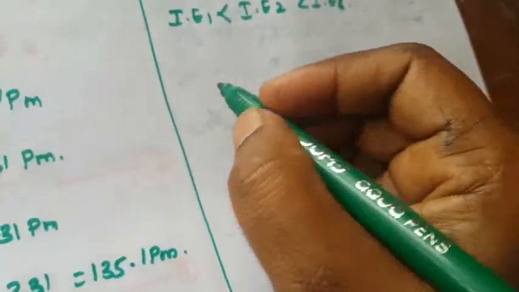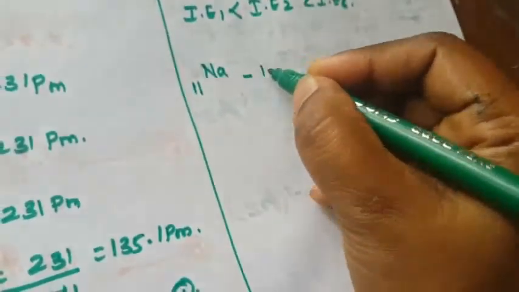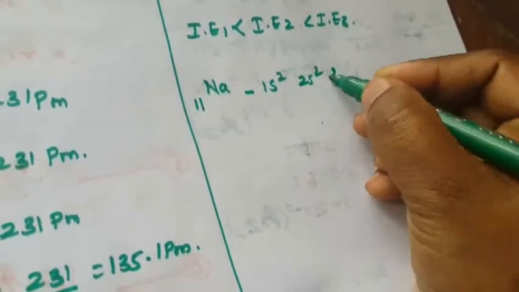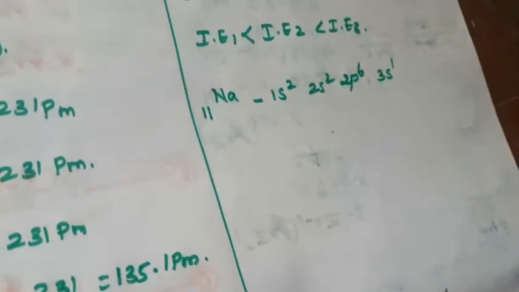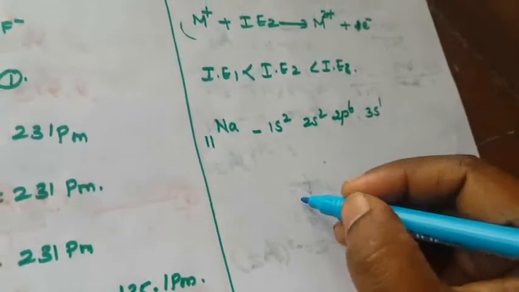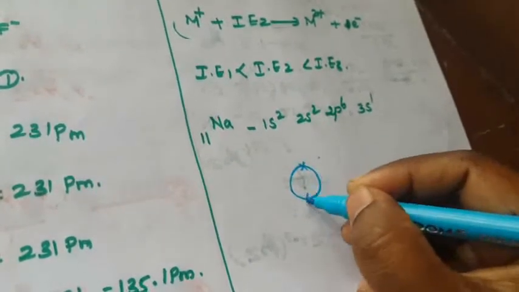So here, take one example, that is sodium. Sodium 11, right? 1s2, 2s2, 2p6, 3s1. This is the electron, right? So I am drawing the diagram. 2 electrons are there.